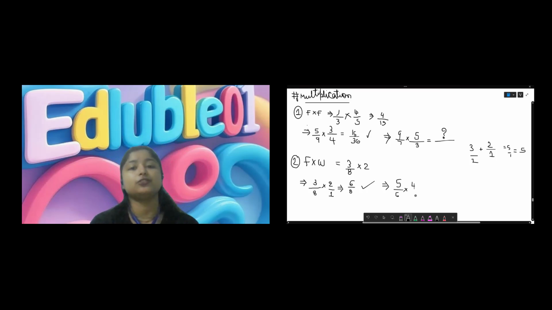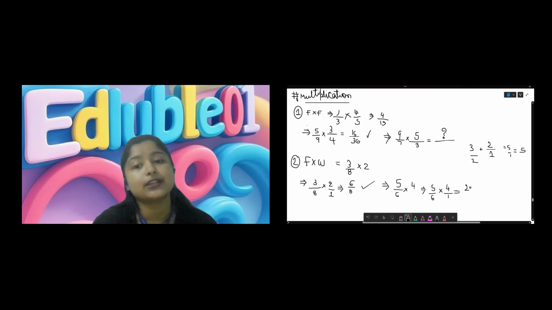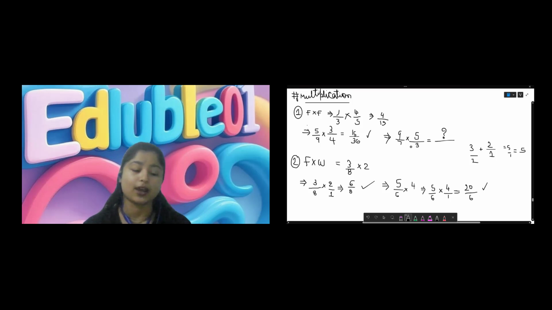Again, what you need to do, you have to put the denominator 1 underneath the 4. So over here, 5 over 6 multiplied by 4 over 1. So that it is going to give you 5 times 4 is 20, and 6 times 1 is nothing but 6. So 20 over 6 is your final answer for this one.